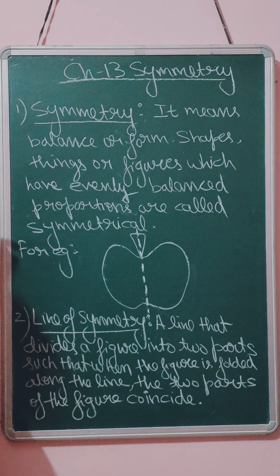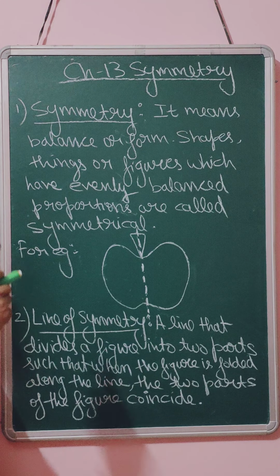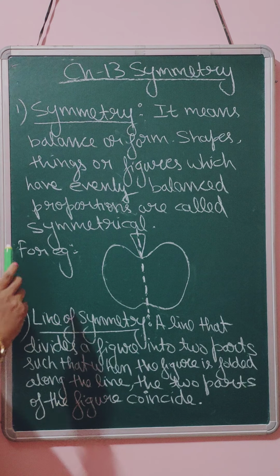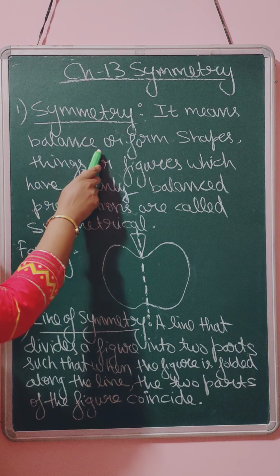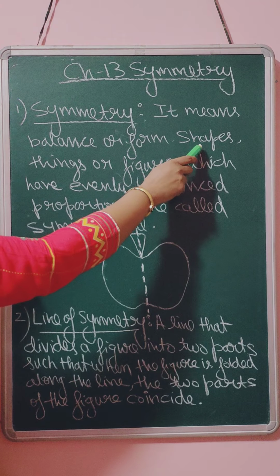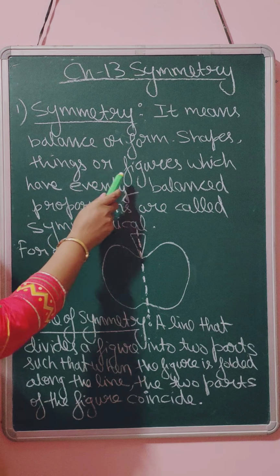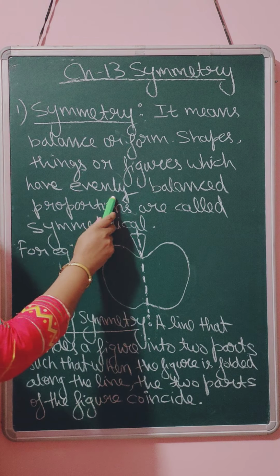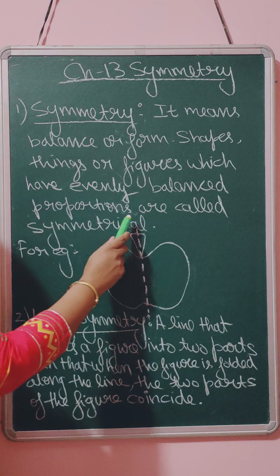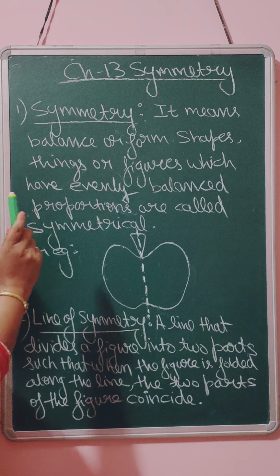Today we will start chapter 13, symmetry. First of all, what is symmetry? Symmetry means balance or form. That means shapes, things or figures which have evenly balanced proportions are called symmetrical figures.